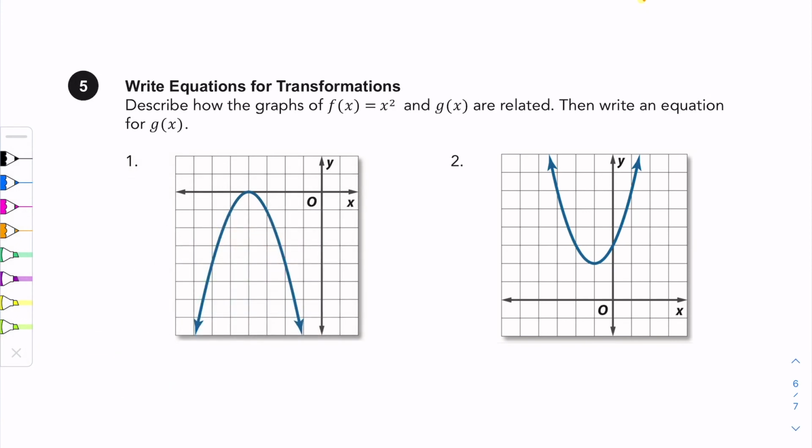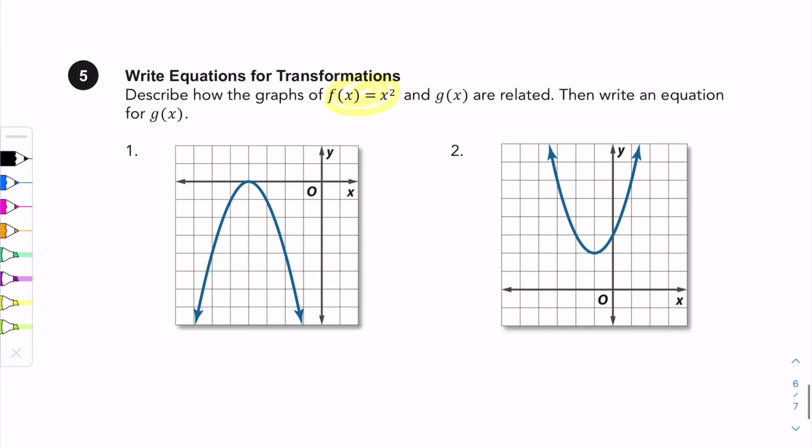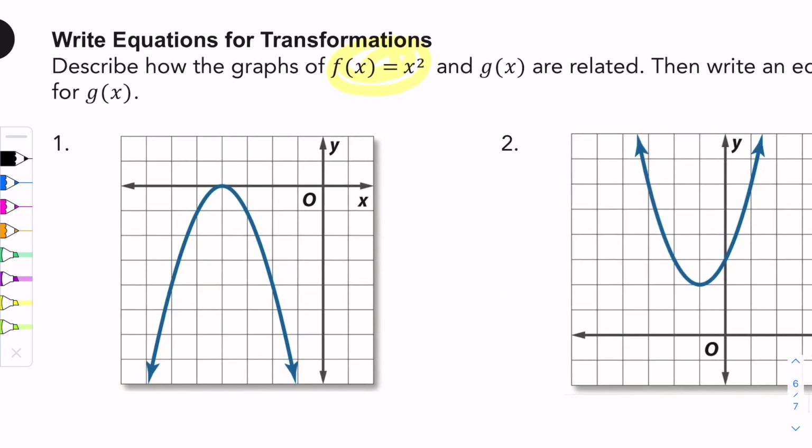For the last section of the notes, we're going to describe how the graphs of f of x and g of x are related, and then we're going to write an equation for g of x. In the description right here, it's telling us that f of x is the quadratic function, or x squared. If I look at the first graph, and I know that f of x, which is our starting point, or we could call it our parent function, is x squared, I know that my parent function looks something like this, and I'm just sketching it quickly.